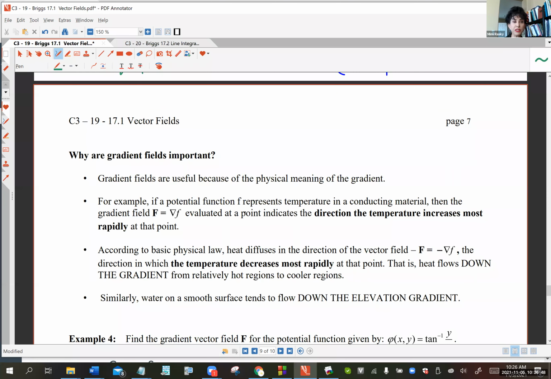This is especially for people that are really involved with physics. Why are gradient fields important? Well, because of the physical meaning of the gradient. So let's go over these points here. If a potential function f represents a temperature, say in some conducting material, then the gradient field evaluated at a point basically points you in the direction that the temperature increases most rapidly. We studied this last module.